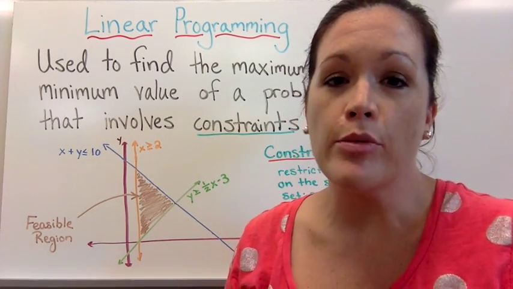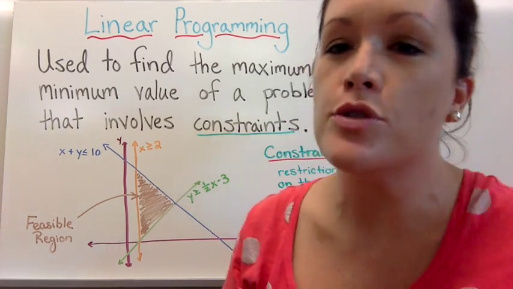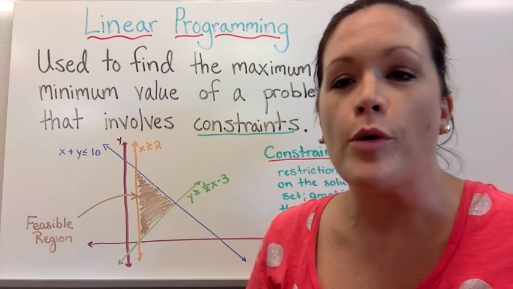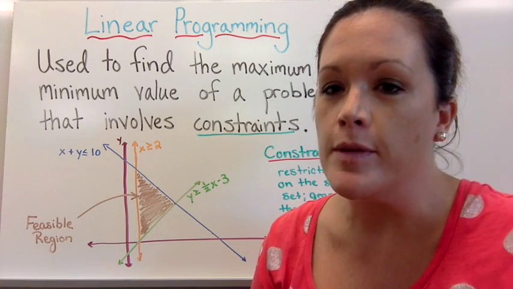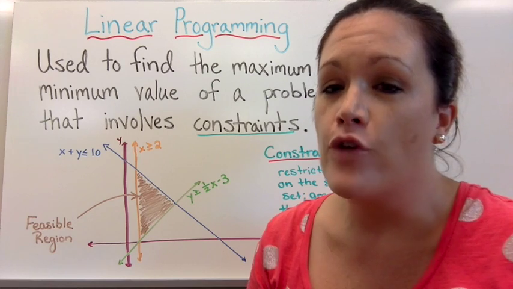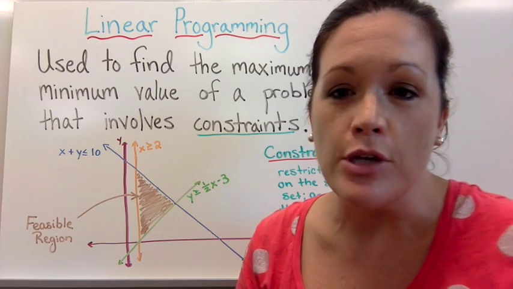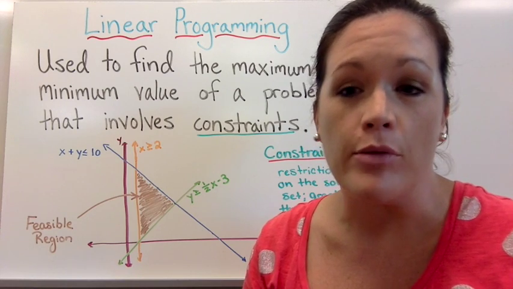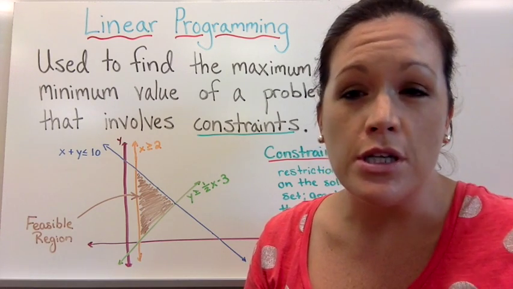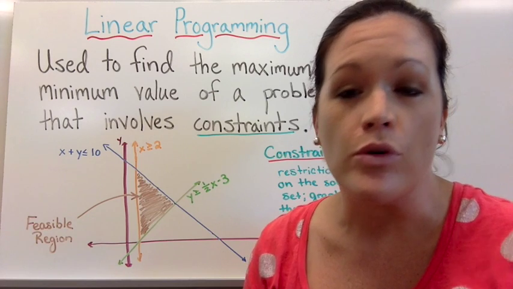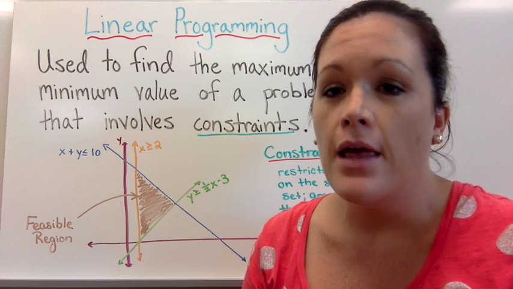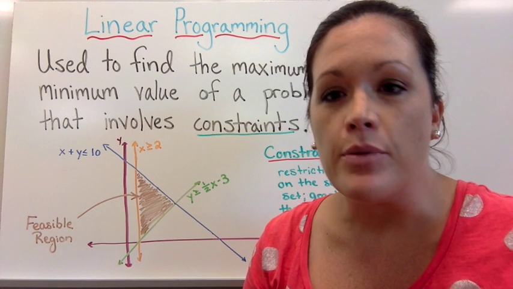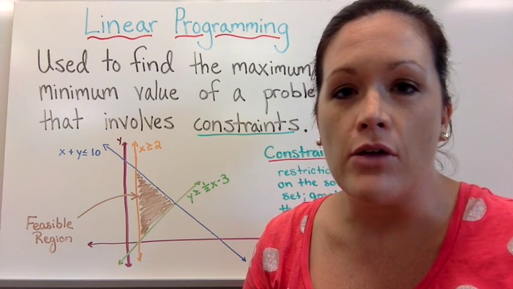Let's talk about linear programming. Linear programming is used to find the maximum or minimum value of a problem that involves some constraints. For instance, companies might use linear programming to figure out the maximum profit they could get from products they are producing. And it was originally invented in World War II, or discovered in World War II, I should say, to figure out how much they could put on some of the airplanes that were headed over to the war front.